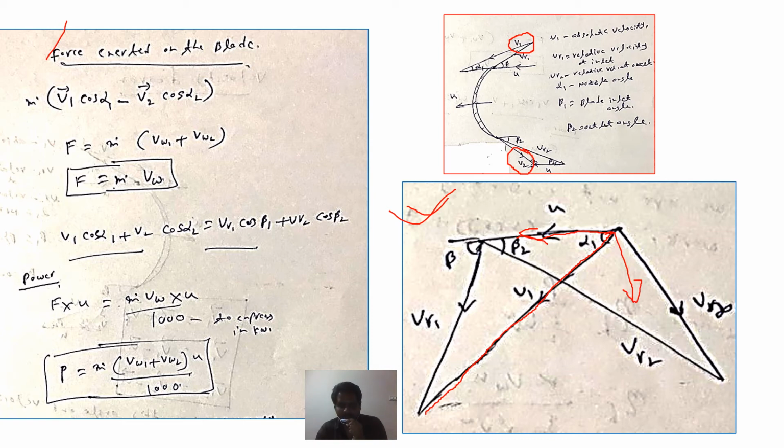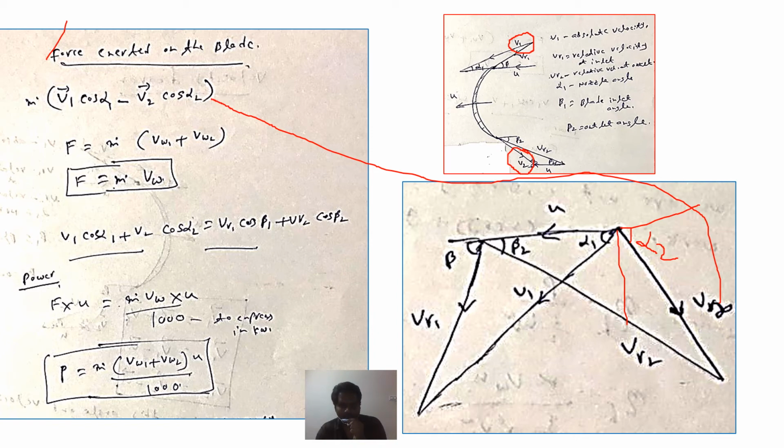it as V1 cos alpha 1. So here V1 cos alpha 1, and the velocity at exit is V2. So if you do like this, this is the alpha 2. So this is V2 cos alpha 2. This is the total force exerted on the blade, with mass flow rate m dot.